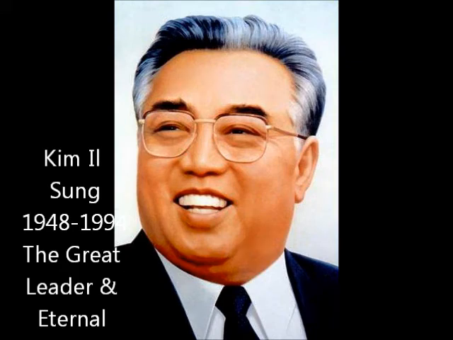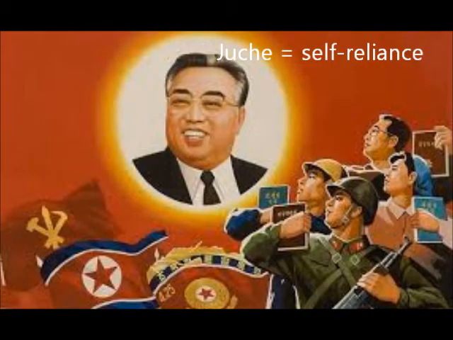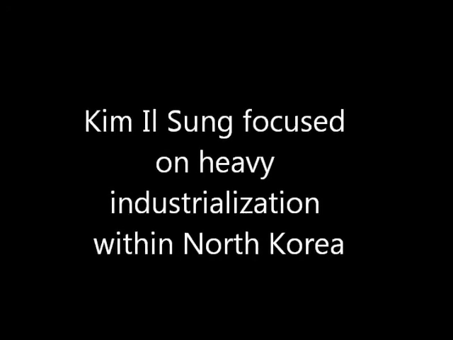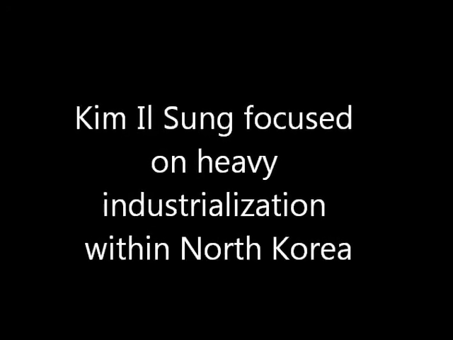Kim Il-sung helped establish a policy called Juche, which means self-reliance. It was based on the idea that North Koreans needed to learn to be independent and not reliant on other countries. They needed to be self-sufficient. Under Kim Il-sung, North Korea focused on heavy industry and imported very little from other nations.